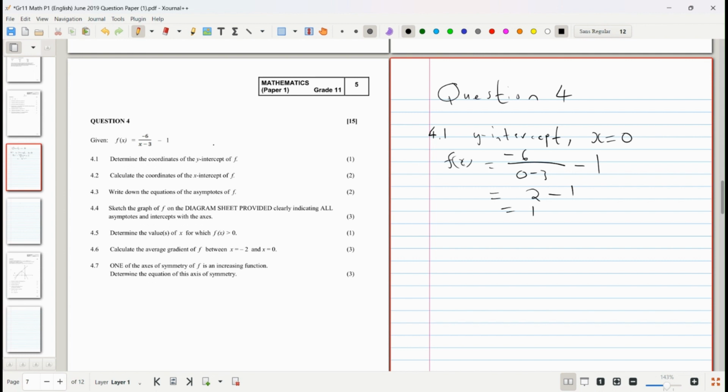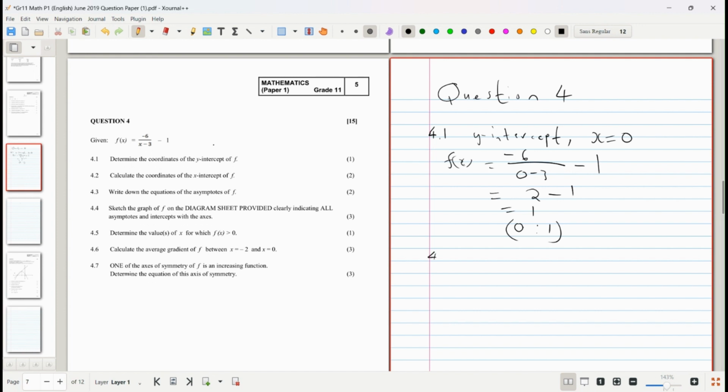So the coordinates for the y-intercept are 0, 1. The value of x is 0 and the value of y is 1.